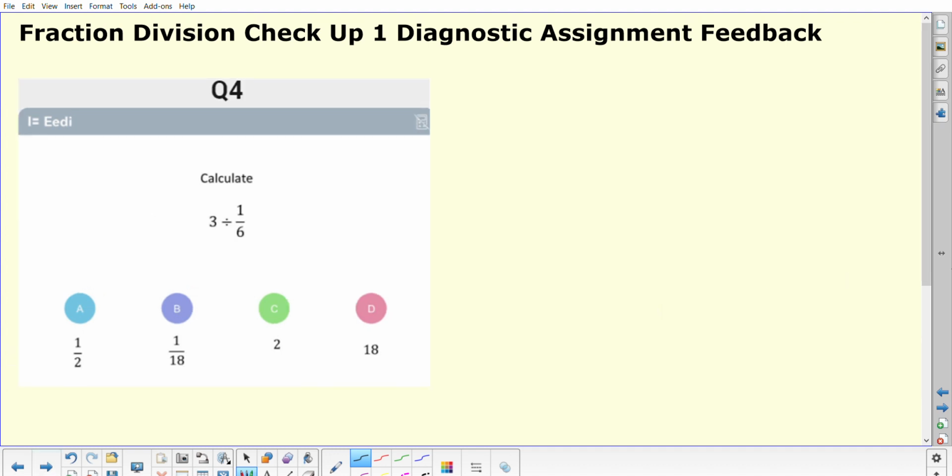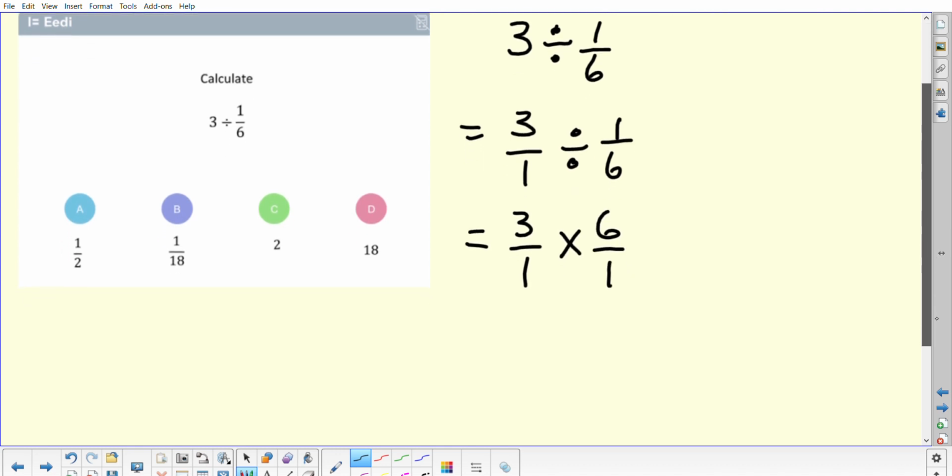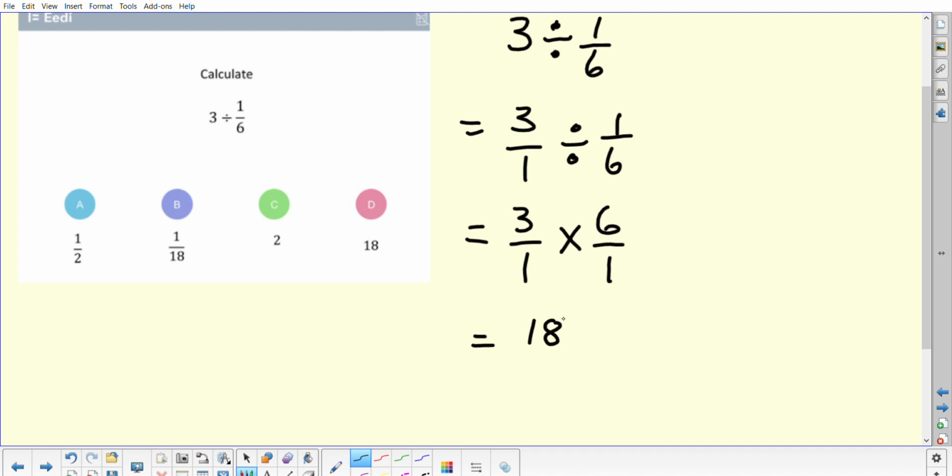For question 4, we've got another whole number one, so we've got 3 divided by 1/6. We should be writing the 3 as 3/1 divided by 1/6. That's the same thing. Now we do keep the first fraction, switch the sign, and flip. That does give us on the top 3 times 6 would give you 18, and on the bottom 1 times 1. And of course, any whole number over 1 can just simply be written as the whole number, so that would give us our answer of D.